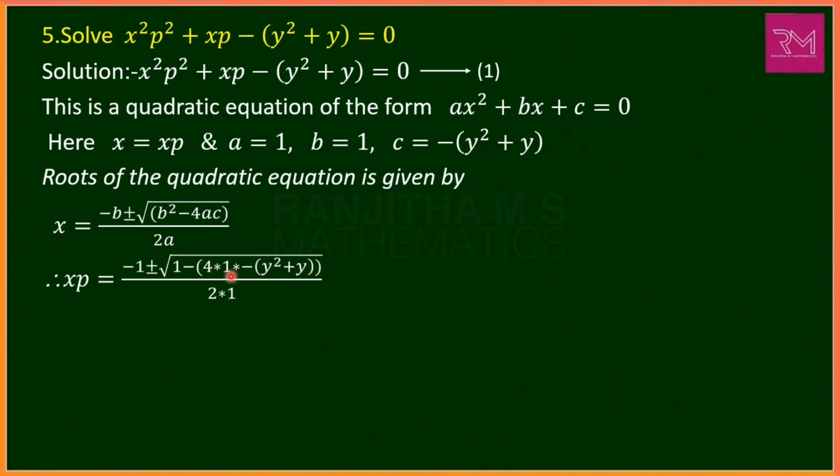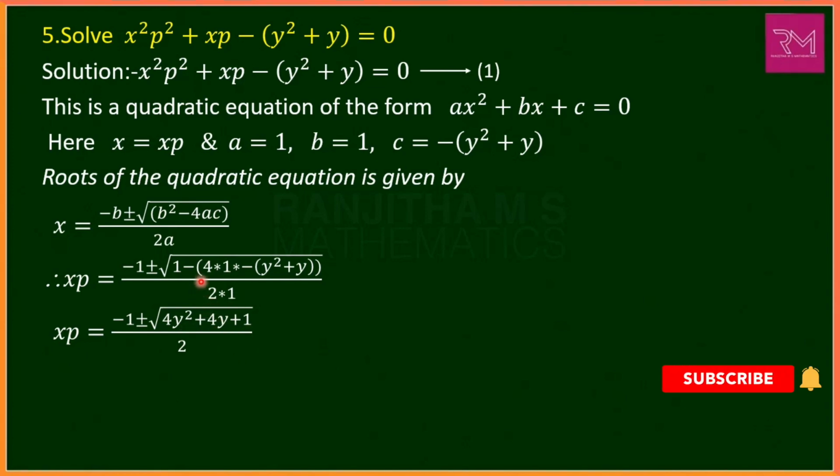Next step, multiplying these values, we get xp which is equal to minus 1 plus or minus square root of, here we have 1 minus, here minus to minus becomes plus 4 into y square plus y. So multiply 4 inside the bracket, we get 4y square plus 4y plus this value, that is 1, divided by 2 into 1 is 2. Observe carefully, this is of the form a plus b whole square, that is a square plus b square plus 2ab. That is here a is 2y and b is 1. So this is of the form a plus b whole square.